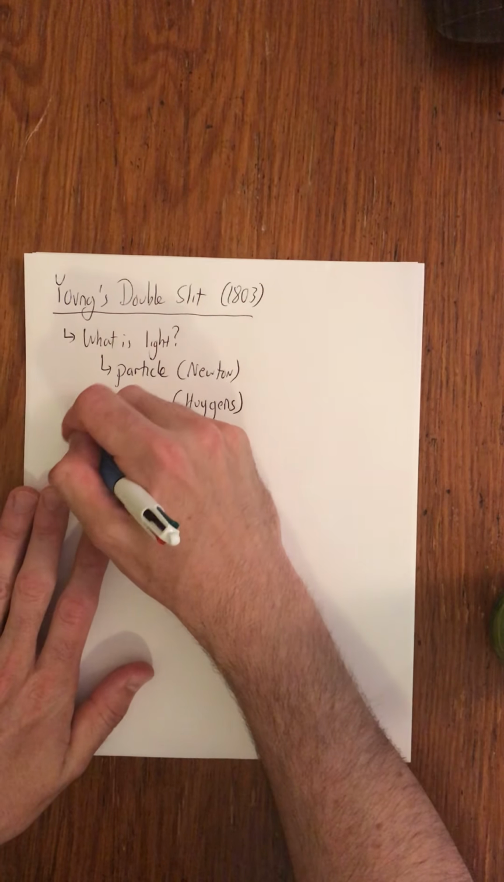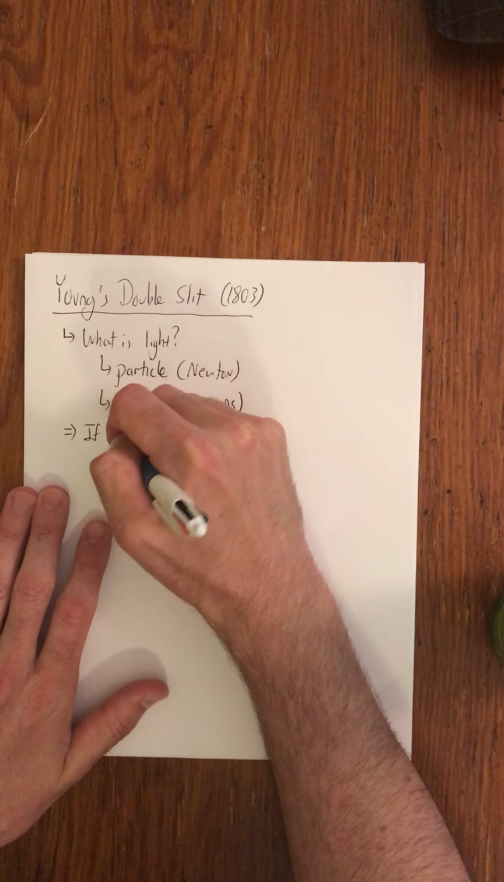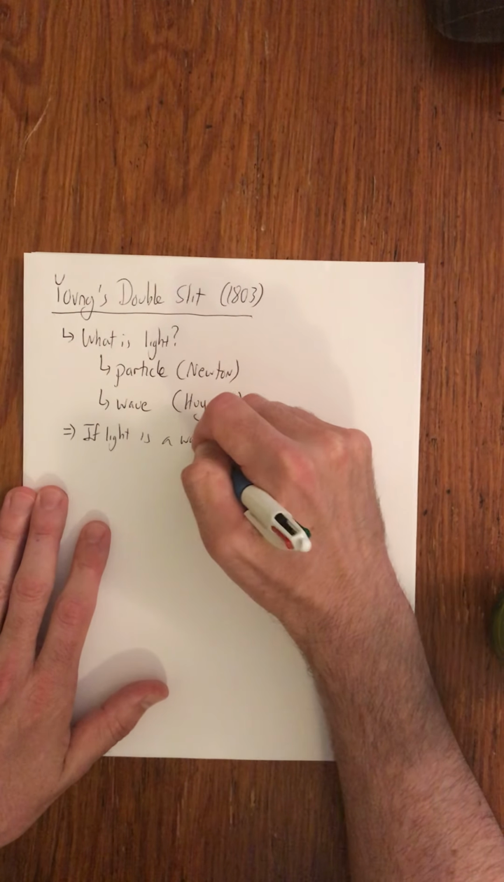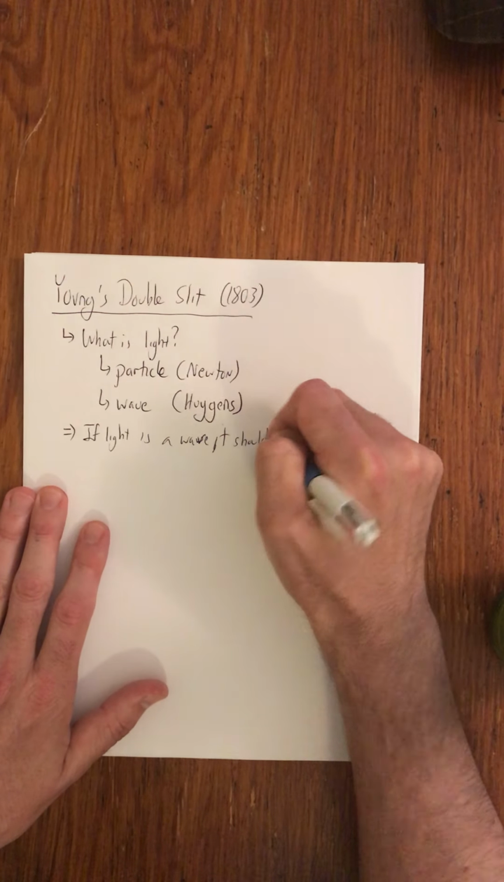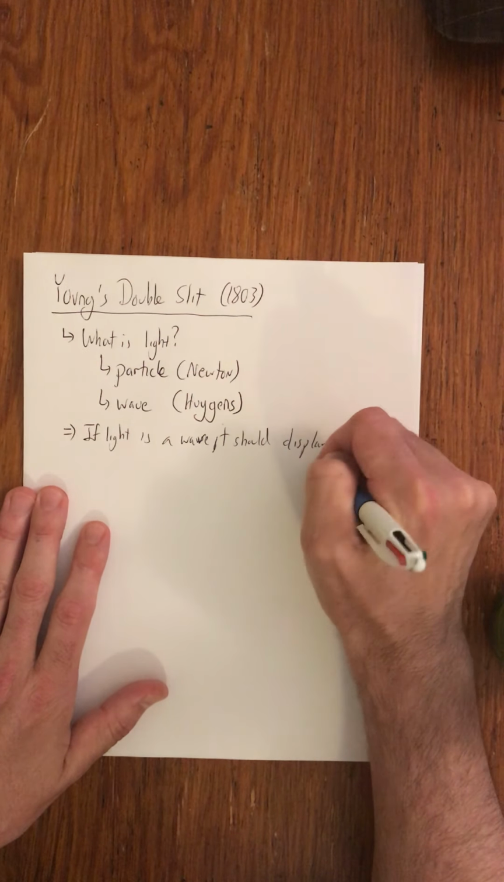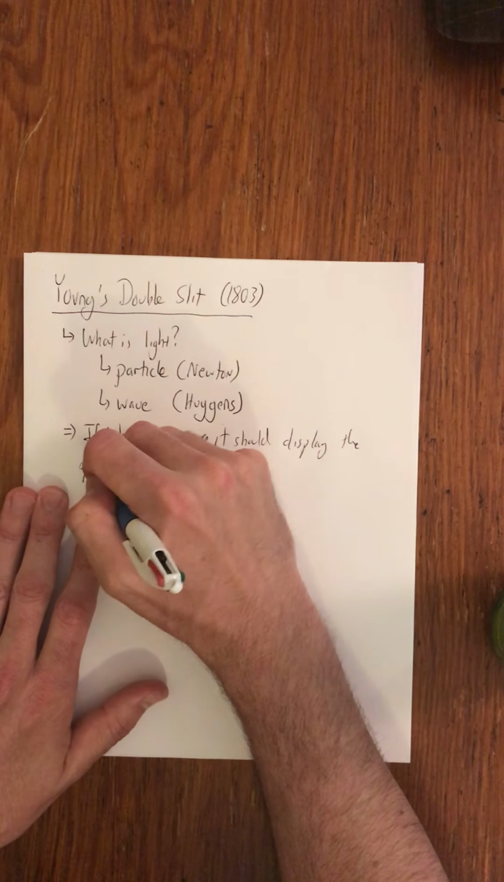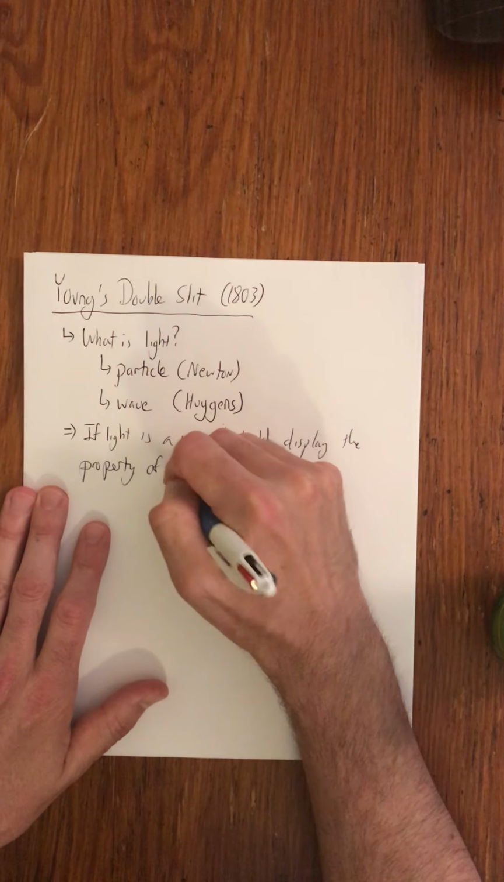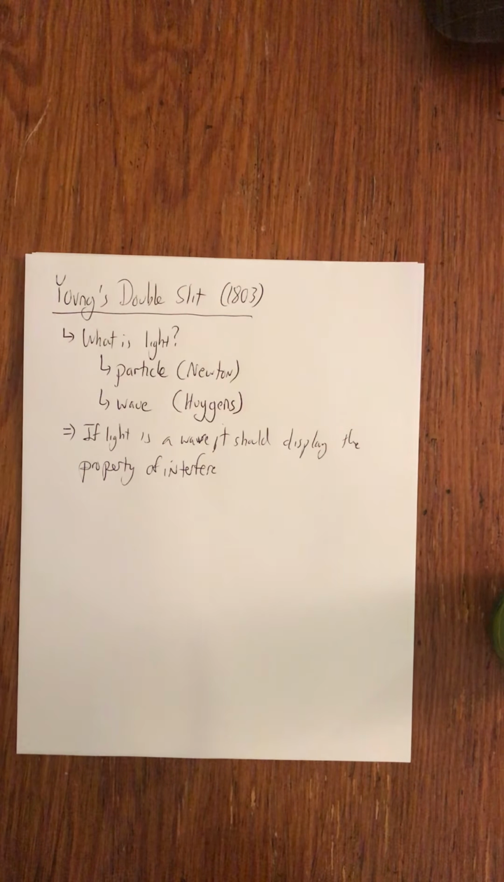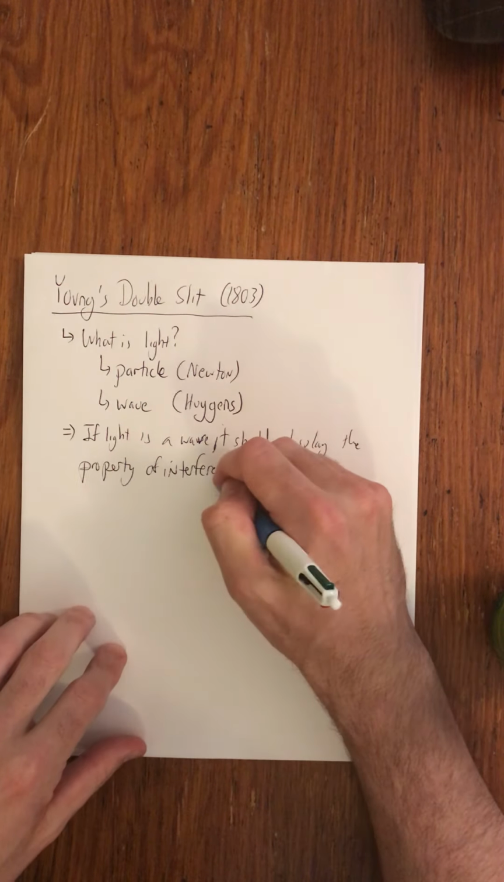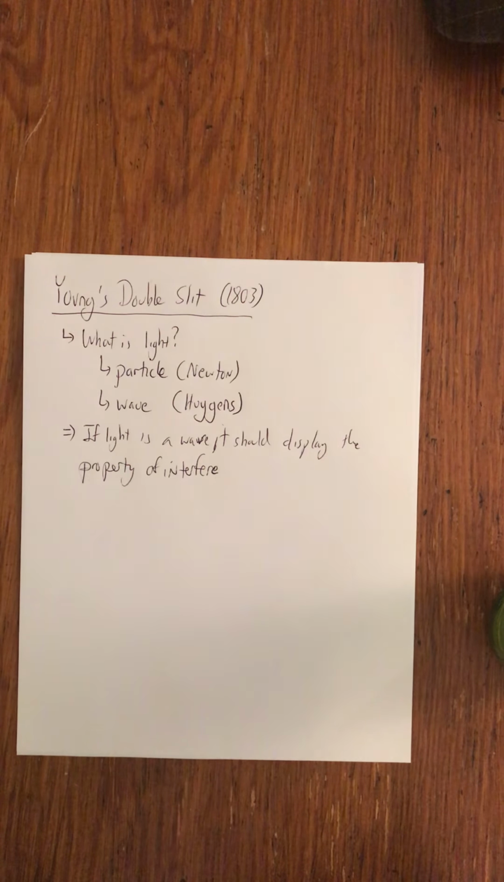Young comes up with a simple hypothesis. If light is a wave, it should display the property of interference. Remember, only things that are waves can interfere, because interference means two things being at the same spot at the same time, and nothing with matter can do that. That's what the idea was. Only waves could do that. So if light can interfere, it is a wave.